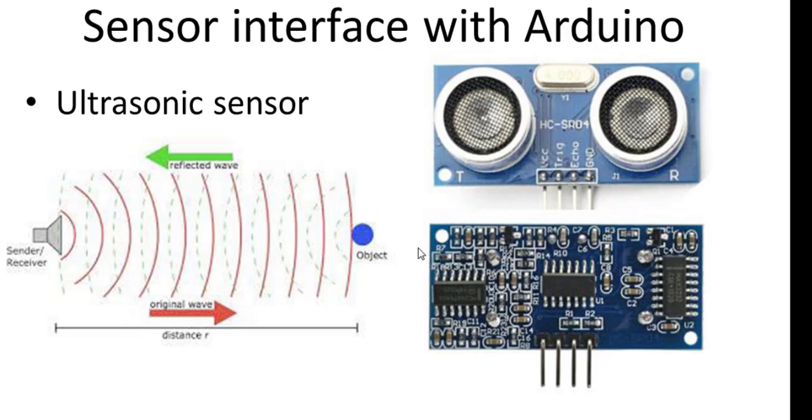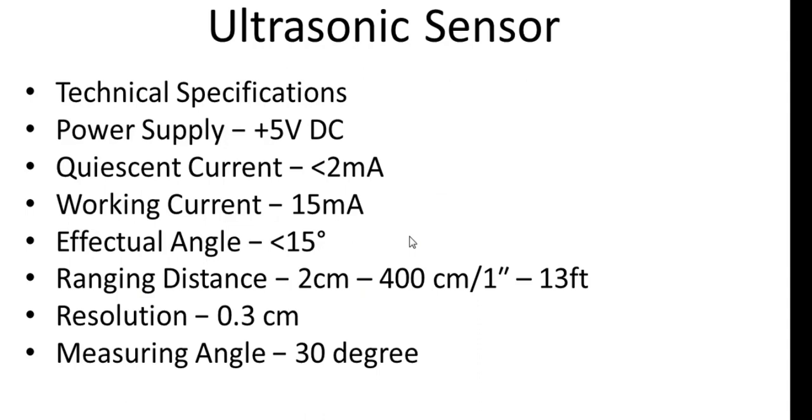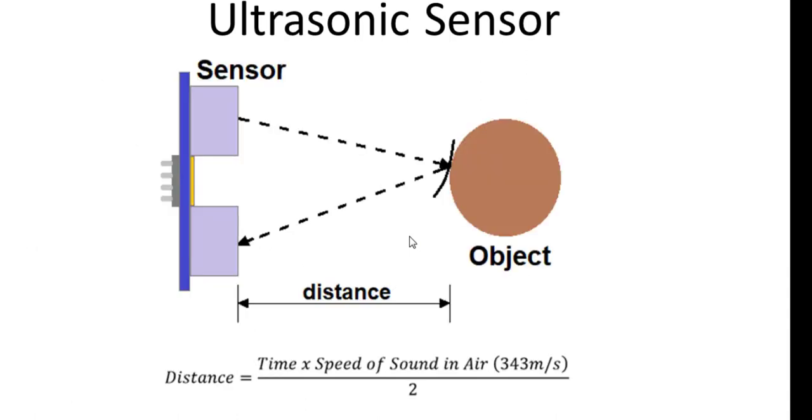First we are interfacing the ultrasonic sensor. You can see its specification and how it works. When an ultrasonic wave is transmitted from over here, it strikes the object and is received over here. This one is trigger and this one is echo, and distance is calculated as time times the speed of sound in the air, divided by 2.